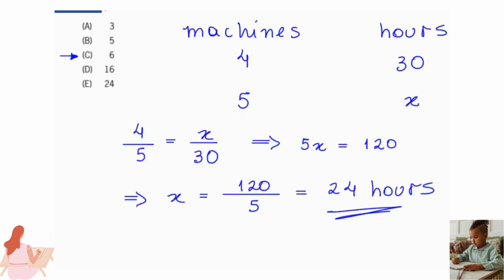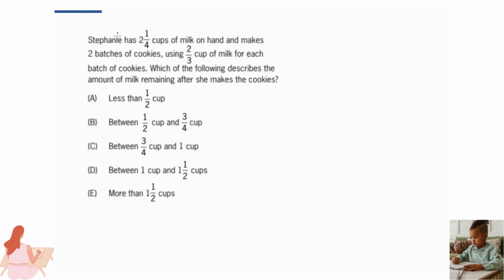Let's go to the last one. In this question, we have that Stephanie has 2 and 1/4 cups of milk on hand and makes 2 batches of cookies using 2/3 cup of milk for each batch of cookies. So I know that Stephanie uses 2/3 cups of milk in each batch, but she prepared 2 batches of cookies. So the amount of milk that Stephanie used is 4/3 cups of milk.